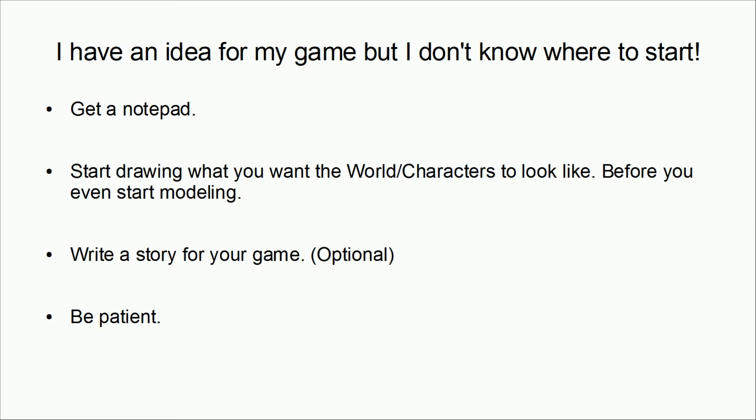Now, I have an idea for my game, but I don't know what to do. First, I highly recommend getting a notepad or a drawing pad. Before you start modeling a world, you really do want to start coming up with ideas on paper of what the world and characters would look like, what the texture of the ground or a building would look like, or even just a simple schematic. It'll save you a lot of time once you start modeling, so I highly recommend it.